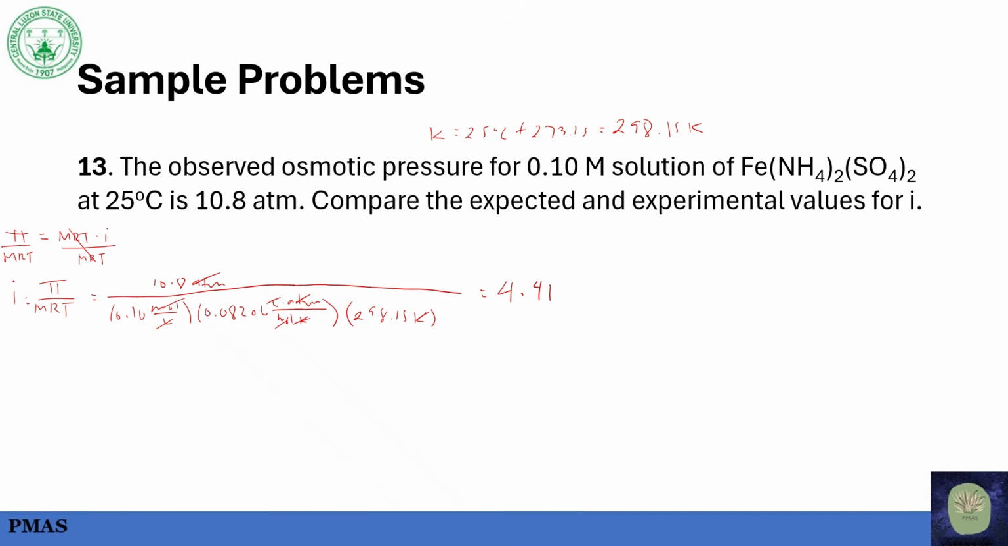So, what is our expected value, right? So, remember, we have Fe, NH4, and then SO4. So, we have 1 Fe, okay? We have 2 NH4, and then 2 SO4. So, this is 1 plus 2 plus another 2. So, our i should be 5. Okay, there's a bit of a difference. So remember that at different concentrations, okay, the i could be different.